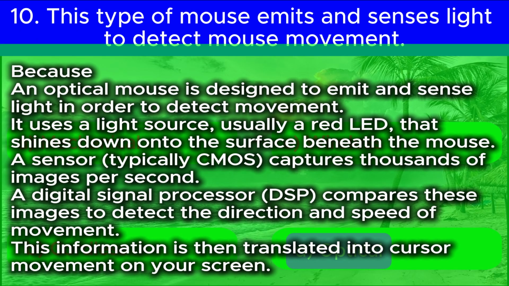Because an optical mouse is designed to emit and sense light in order to detect movement. It uses a light source, usually a red LED, that shines down onto the surface beneath the mouse. A sensor, typically CMOS, captures thousands of images per second. A digital signal processor, DSP, compares these images to detect the direction and speed of movement. This information is then translated into cursor movement on your screen.